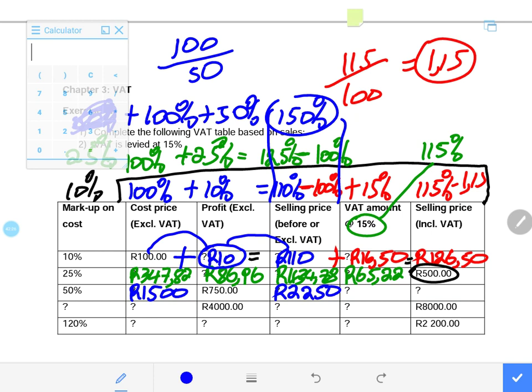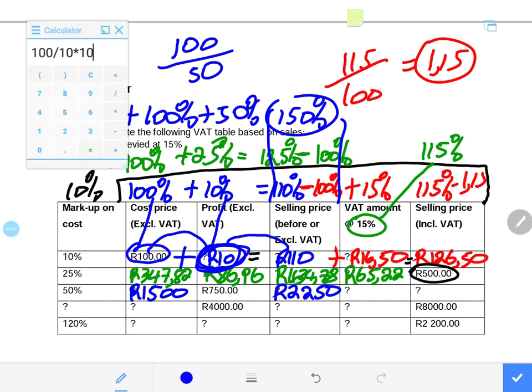What are we looking for? We are looking for 100, so we say 10 times 100, divided by 10, because that is the percentage of what we have. So that gave us 100.